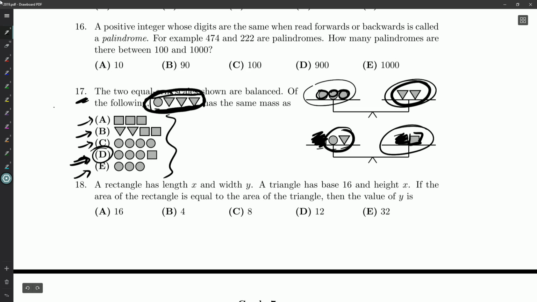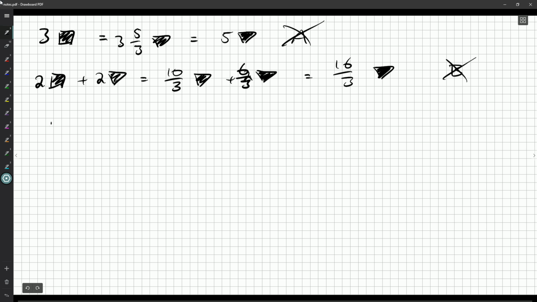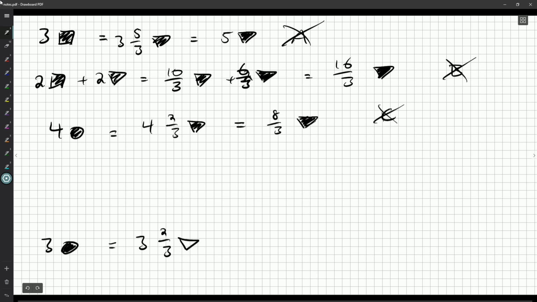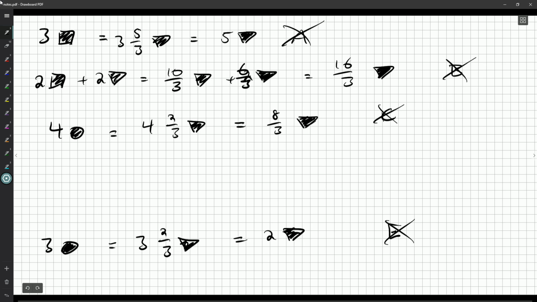Okay, well, what's C? Okay, C is 4 circles. While we're at it, E is 3 circles. Okay, so we can get 4 times 2/3 of a triangle. You get 8/3 of a triangle. Well, that's not worth 11 thirds of a triangle. And if we multiply 3 circles, we get 3 times 2/3 of a triangle. That's just going to be 2 triangles. That's nowhere close to what we need. So E can't be the right answer either, but 3 circles and a square, okay, should do the trick.